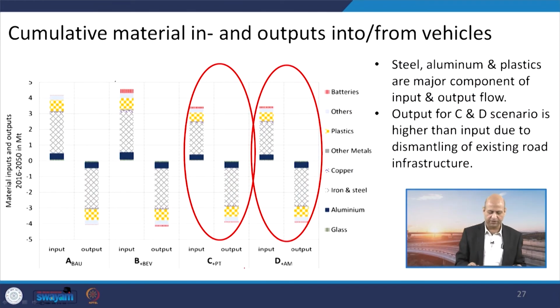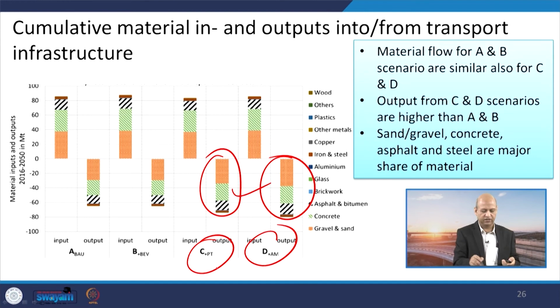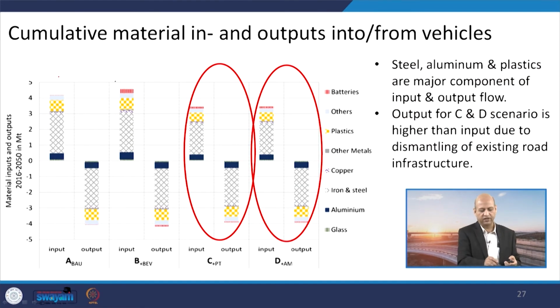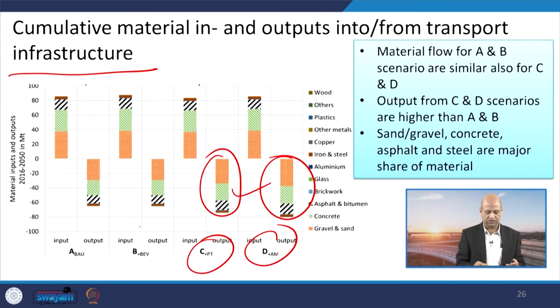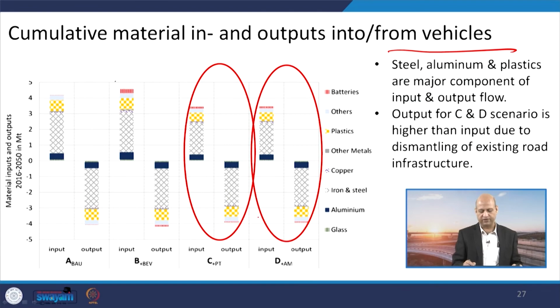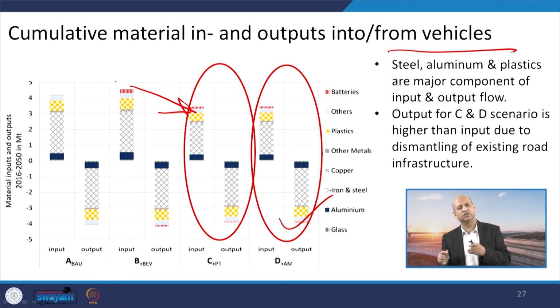Okay. The similar thing is happening here also, like cumulative material input and output into and from vehicles. That was infrastructure related, and this one is related to vehicles. So, this is also the same thing, you can see. Of course, it is not exactly the same, but I mean to say there is a lot of reduction in this input. The reason is the shifting towards public transportation and away from motorized vehicles, and also because the motorized privately owned vehicles are being discarded. So, that is why this output of material is shown here.